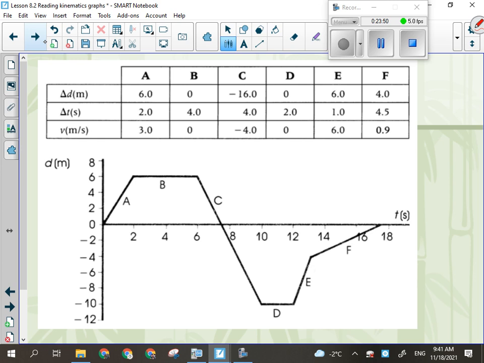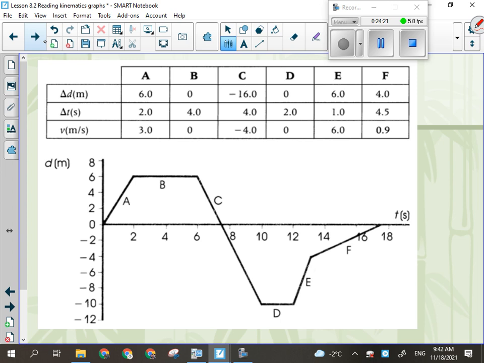What's the object doing in part A? Moving forwards. Constant velocity. Okay, 6 meters per 2 seconds is 3 meters per second. Okay, good. That's the change, right? That's the difference in the marks. It's moving forwards at constant velocity, 3 meters per second. Okay, what's it doing in part B?